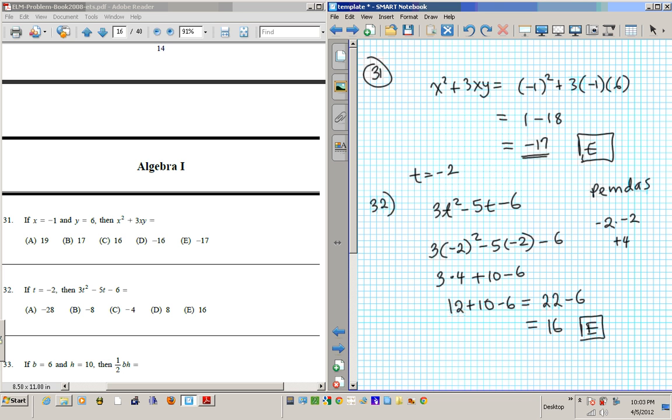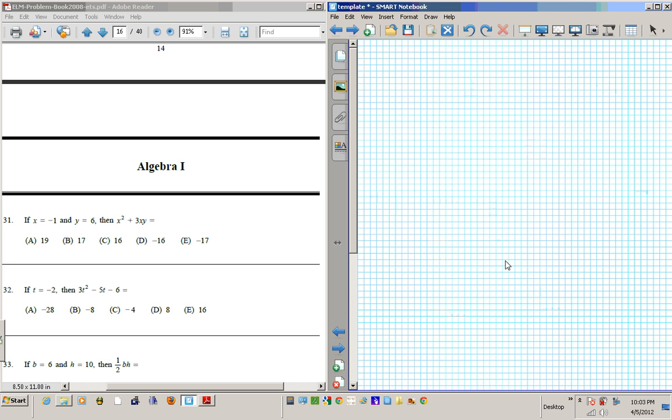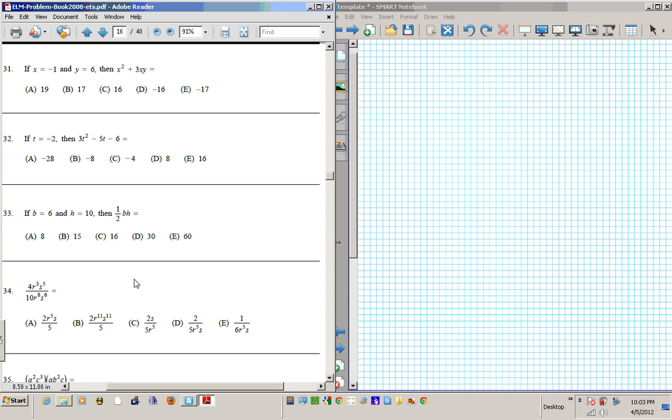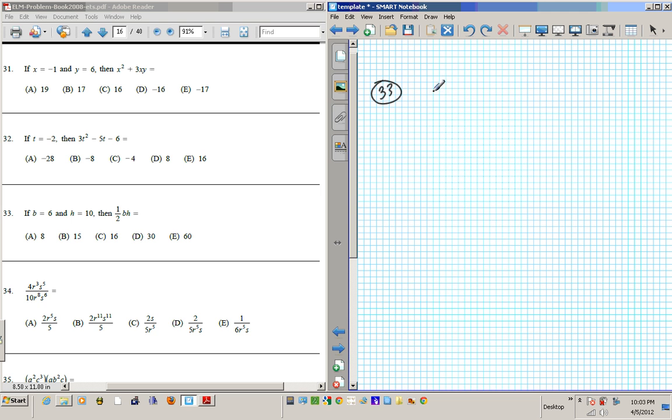Alright, let's move on to question 33. Question 33 is a substitution question. It says, if B is 6 and H is 10, what is 1/2 base times height? It's basically like the area of a triangle formula. So we're just going to substitute the values of B and H. B is 6, H is 10, and then you multiply it out, you have 60 over 2, which is 30.